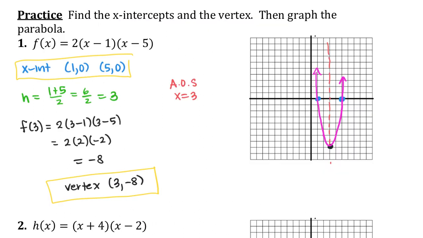Okay, for number 1, my x-intercepts are (1, 0) and (5, 0). My vertex is (3, negative 8). It didn't ask me to, but I did draw my axis of symmetry to help me confirm my answer. The a value is 2, right one up 2, left one up 2, which looks reasonable. So this graph looks nice. Okay, go ahead and check number 2.